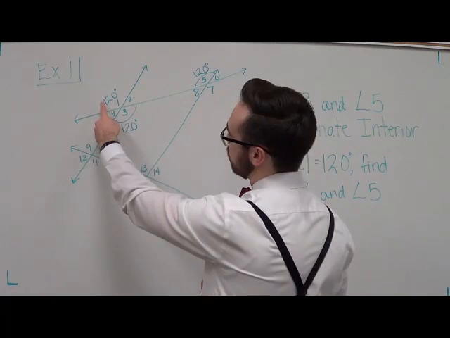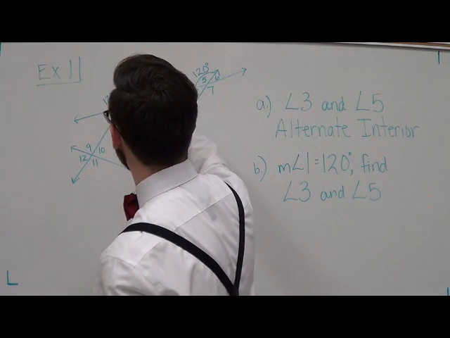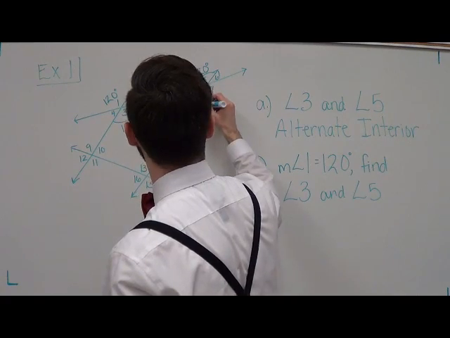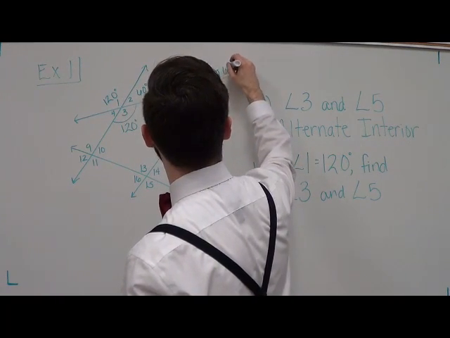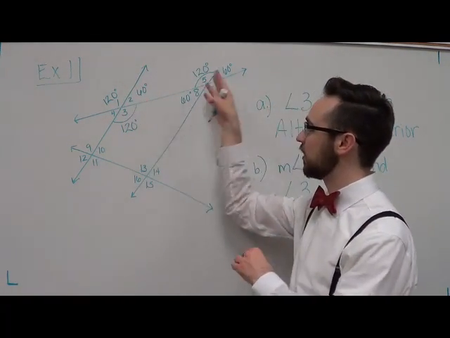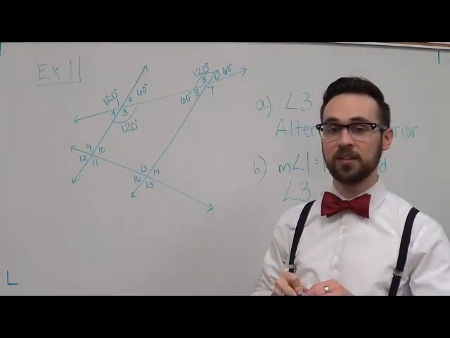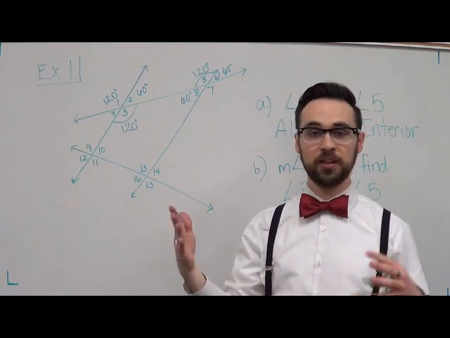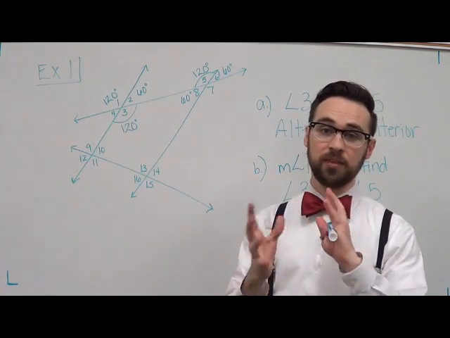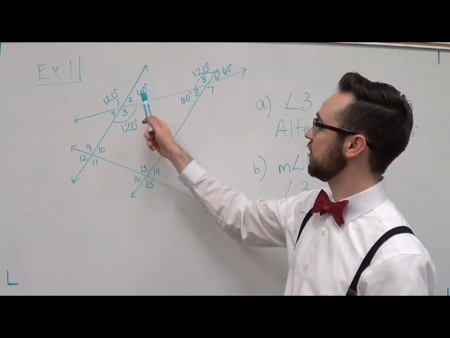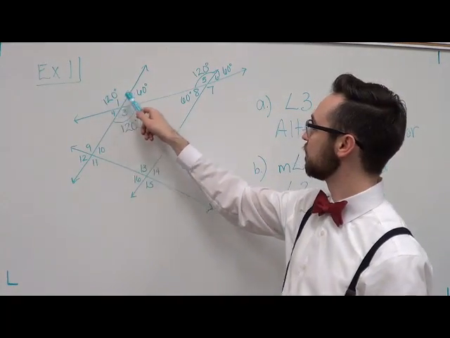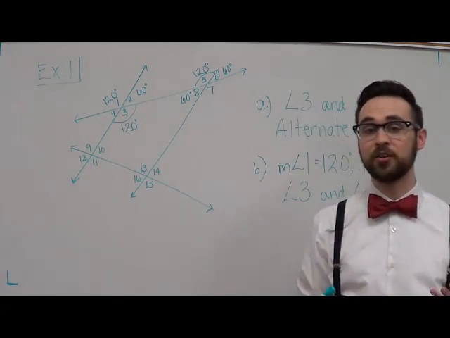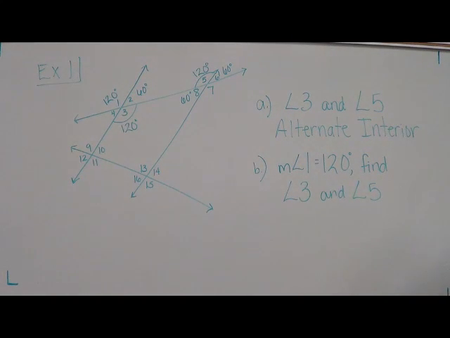Now, if this is 120, that means this would be 60, which means 8 would be 60, which means 6 would be 60. So then the pattern continues. So really, between this set and this set, there's only two different angle measures. There's 120 and there's 60. And the angles are all going to alternate. 60, 120, 60, 120, 120, 60, 120, 60. So there is a pattern that you can find as you go throughout this process.